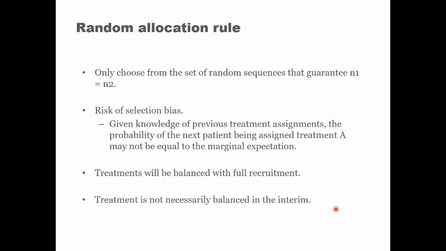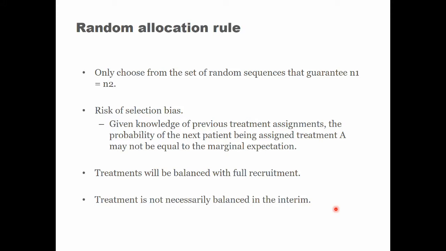We could just do what's called a random allocation rule. And what that would mean is that you choose from a set of random sequences that guarantees that the two things are equal. N in group 1 is equal to N in group 2. And so we can actually do this. You can use the computer. If you have 10 people coming onto a trial, they can go into one of two possible groups. You can calculate the number of possible sequences that you could generate. And then you would choose the ones out of that group where it's 5 and 5. All right, so you could have some sequences that are 0 in one group and 10 in the other. You get others where you get 6 in one and 4 in the other, and so on and so forth. We just take the ones where it's 5 and 5, and we use those in our trial.